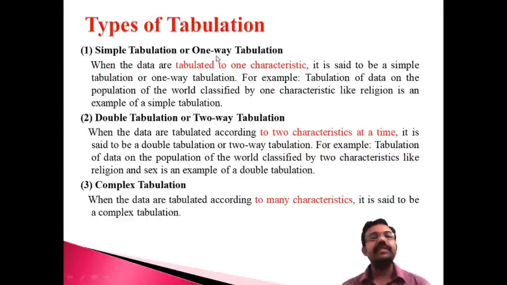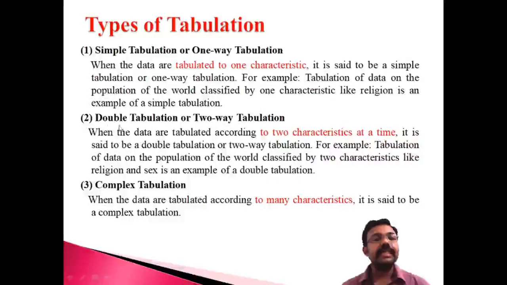The first category is the one-way table. That means you are specifying only one characteristic of the data. That means you only explain age-wise data or education-wise data. That is only one characteristic; it depends purely on a single characteristic of the data. That is known as the one-way table. For example, here is a tabulation of data on the population of the world classified by one characteristic, like religion. The world population is classified on one characteristic, that is, only religion. That is an example of the simple tabulation. That means you are explaining the data based on a single characteristic. The term is known as simple tabulation or one-way tabulation.